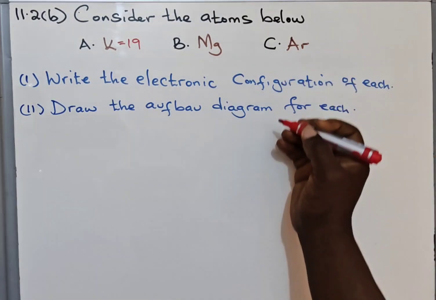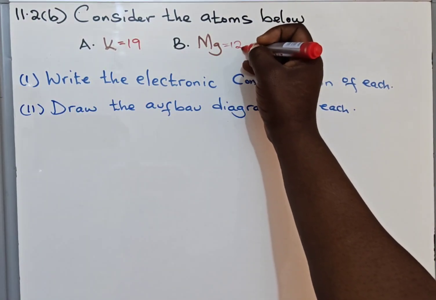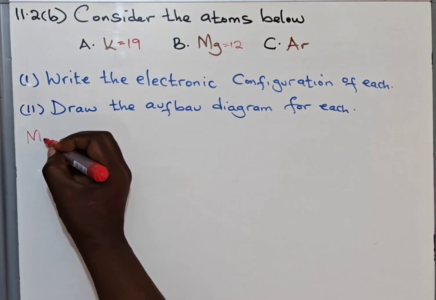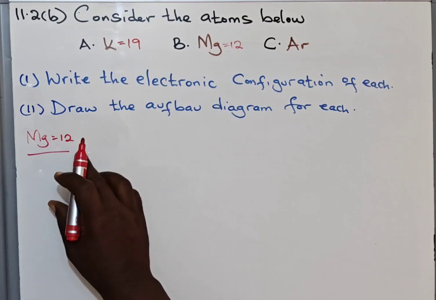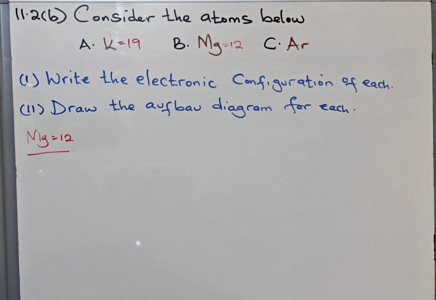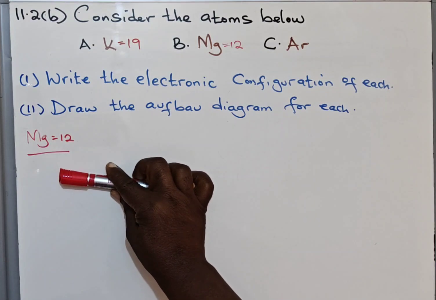Yeah, next is magnesium. The atomic number for magnesium is 12. So Mg has an atomic number of 12, implying 12 protons, meaning 12 electrons. So we have 12 electrons to distribute.